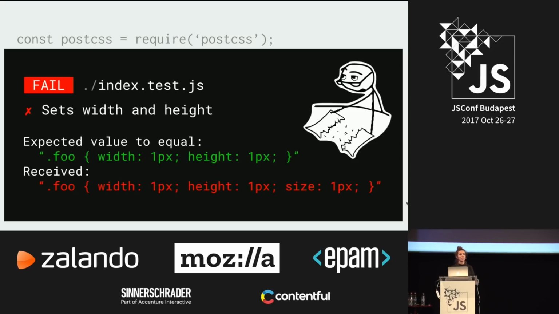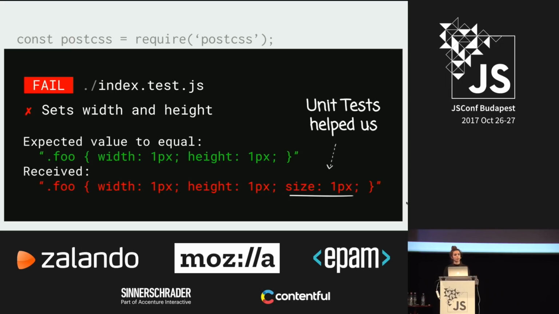So we are expecting the width and the height of 1 pixel, but we also receive the size, 1 pixel. There are two problems here. CSS errors in the browser are silent, so you will not see "size is not defined" in the console. Besides that, and worse than that, you are having more code than you expect in your production file, and that's not good. So in this case, unit tests help us.